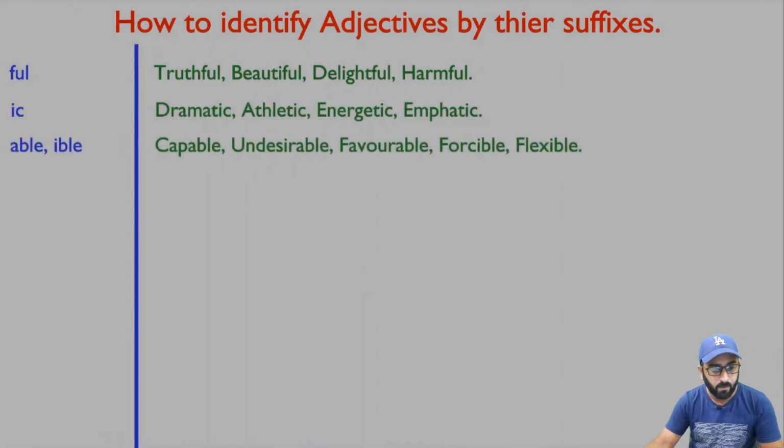Now we have -able or -ible, or any word in English that ends in -able or -ible. They will also be called adjectives, such as capable, undesirable, favorable, forcible, or flexible.